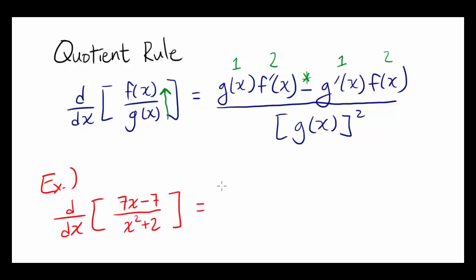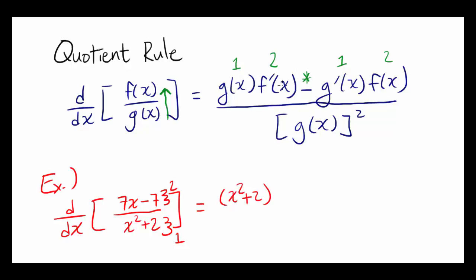That looks interesting. Let's look at which one is the bottom one. This is the bottom function. That's function number 1. And this is the top. That's function number 2. Let's start with the bottom. The bottom function is x squared plus 2.